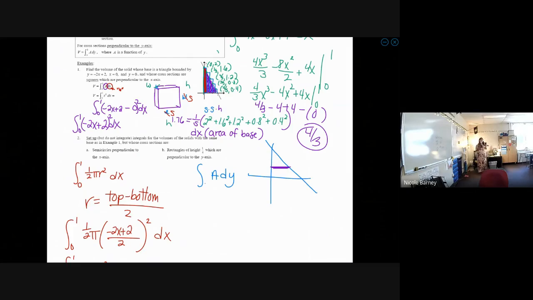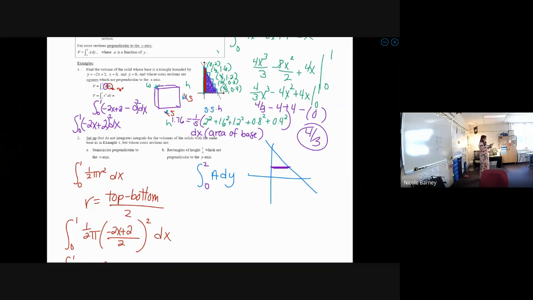Okay. Perpendicular to the y-axis means I'm going dy, right? What are my limits of integration? From 0 to 2, because I'm going from the lowest y to the highest y. Okay, because I'm stacking them starting at y equals 0, and I finish stacking at y equals 2. I'm stacking along y.